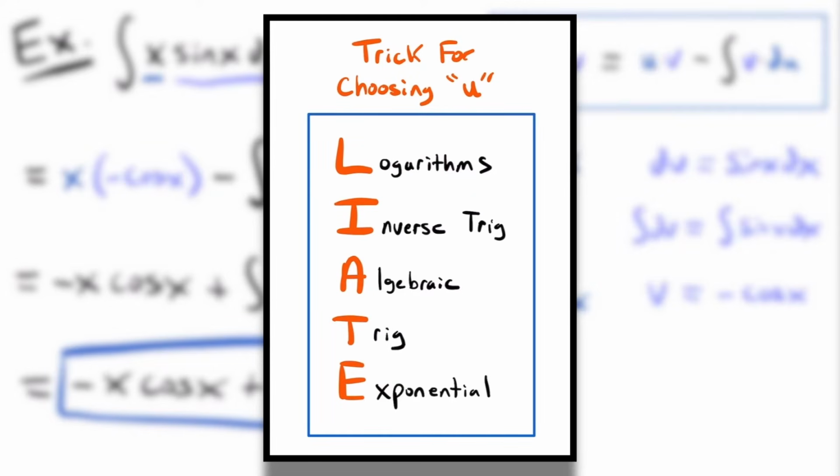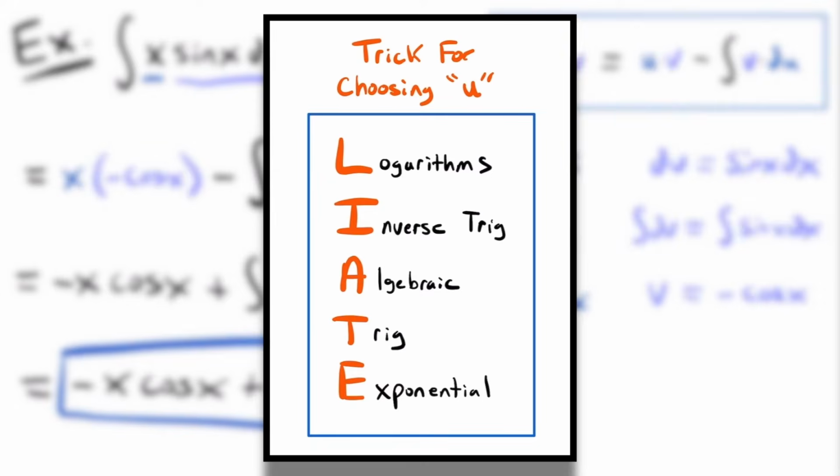So like I said, think of this as a priority list. If you have two of these types of functions multiplied together, whichever one comes first in the list, you probably want to set equal to u. Now this isn't a perfect list. It's not going to work perfectly for every single integral, but it is going to work a majority of the time.